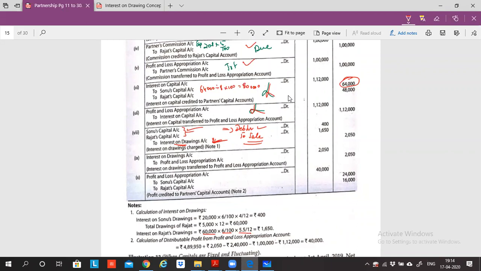So now tell me, what is the golden rule or what is the modern technique you apply for debtors to sale? What is the modern technique you apply for debtors? Please tell me. Increase in asset. I will debit debtor to increase the asset. Similarly, Sonu's capital account, increasing asset is equal to decreasing liability.